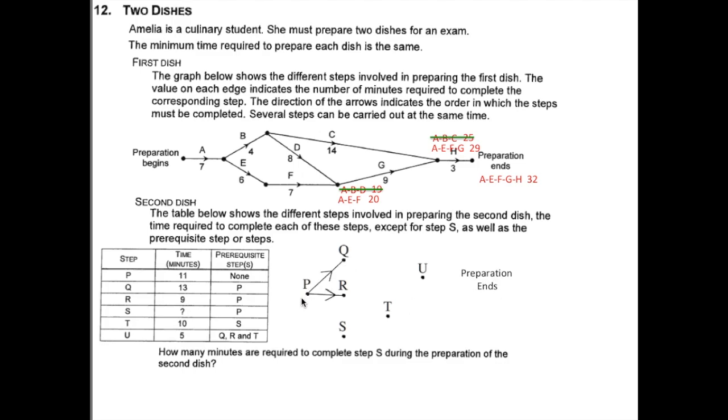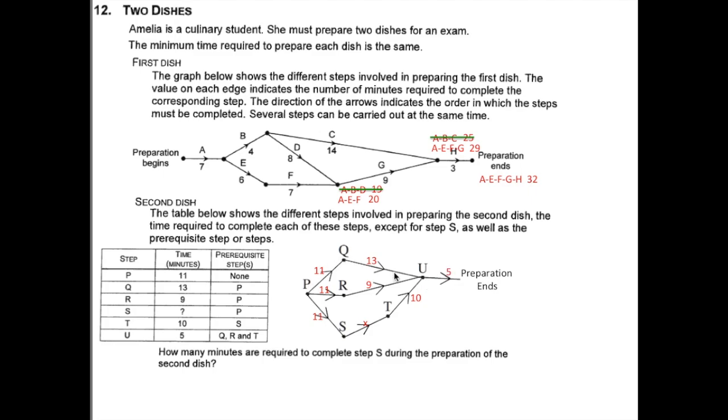P goes to Q, and P goes to R, and P goes to S. Okay, so Q, R, and S have P as a prerequisite. Then T has S as a prerequisite. U has Q, R, and T as a prerequisite, like that, and then our preparation ends. P takes 11 minutes, so I'm going to put an 11 on all 3 of these branches. And then Q takes 13, so I'm going to put a 13 here. R takes 9, so I put a 9 there. S takes, we don't know, so I'm just going to put a little X. T takes 10 minutes, so I'm going to put a 10 here. And then U takes 5 minutes, so I put a 5 there.